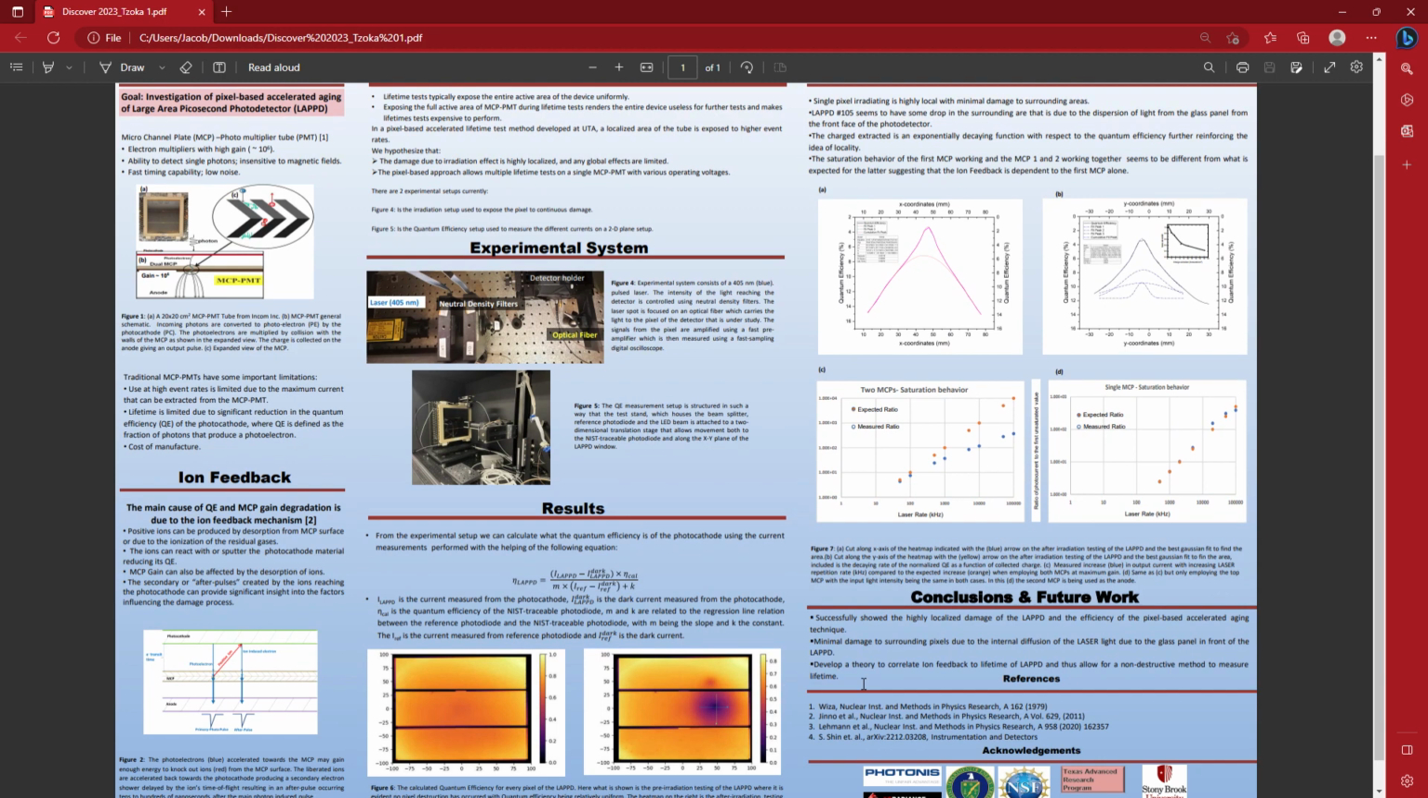Positive ions that collide with the photocathode at high energies cause more electrons to be triggered and an afterpulse to be detected, as you can see here in figure 2. Today we'll be talking about the pixel-based accelerating method that we use in our lab to test the lifetime and its related ion feedback.